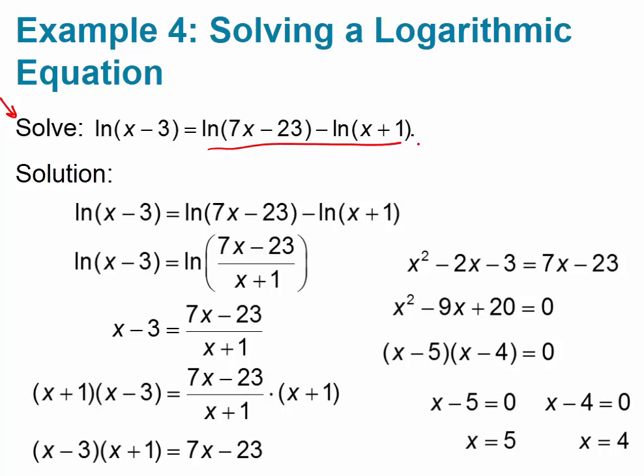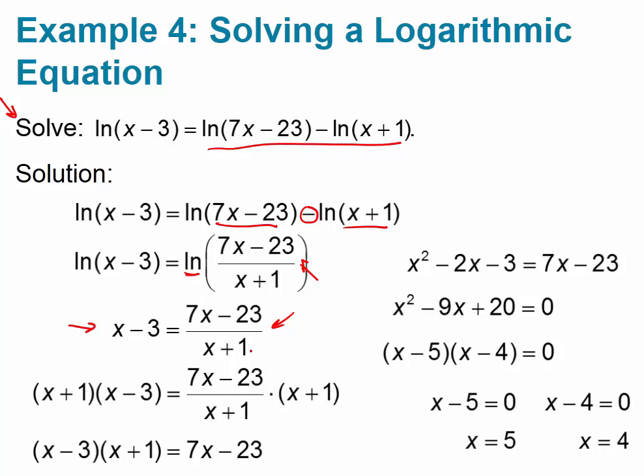And remember, I can write subtraction as division, as a single log division. So I'm taking this subtraction here, and now I'm writing it as the first divided by the second in a single logarithm. Now, once I have this, I have the natural log of x minus 3 is equal to the natural log of this stuff. Then those two things have to be equal. So now I can say x minus 3 is equal to that stuff.